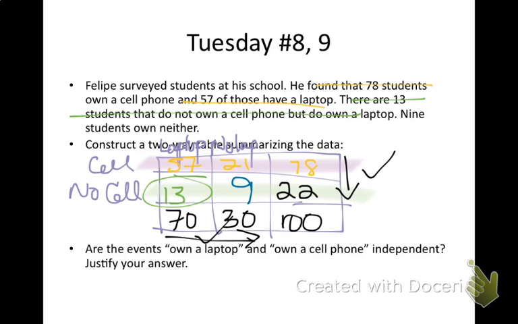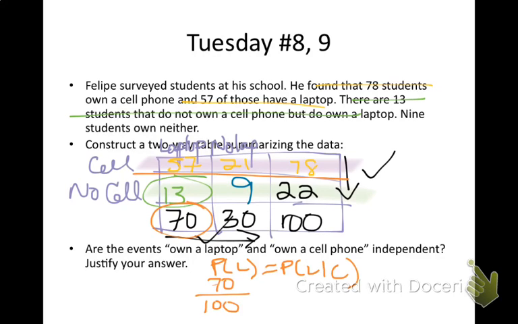So now we're just left to answer the question based on our two-way table. Are the events own a laptop and own a cell phone independent? So does P of L equal the probability of L given C? Well, the probability of owning a laptop is 70 over 100. The probability of owning a laptop given you own a cell phone is a different probability. We're narrowing it down to just cell phone owners, which are 78, and 57 of them own a laptop. So do those two things equal each other? They're about 3% off, because 70 divided by 100 is 70%, and 57 divided by 78 is 73%. So no, they're not independent, but it's really close.